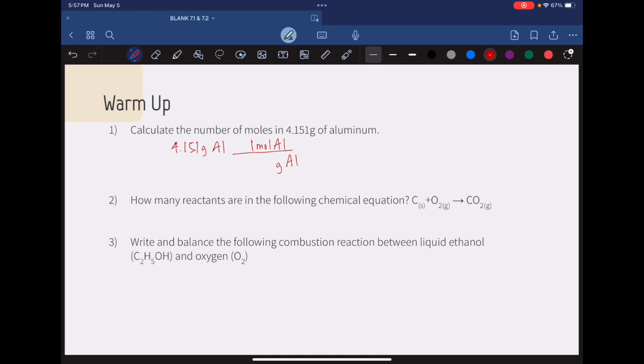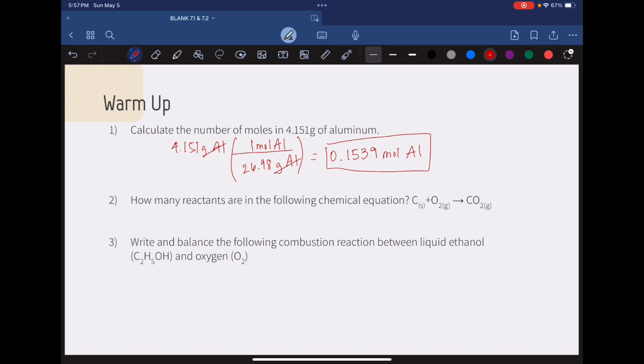It's going to be 1 because the number at the bottom is straight off of the periodic table, 26.98. That is the molar mass of aluminum. So your grams of aluminum will cancel, leaving you with moles of aluminum. If I'm doing significant figures, 4.151 has 4, so I can write 0.1539 moles of aluminum. Great job.